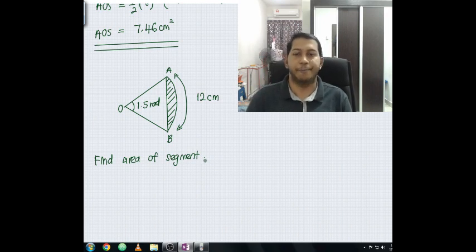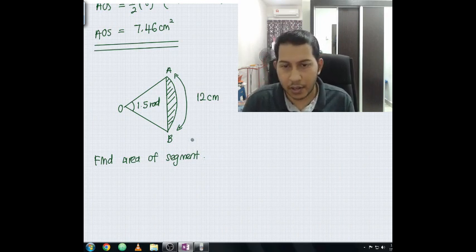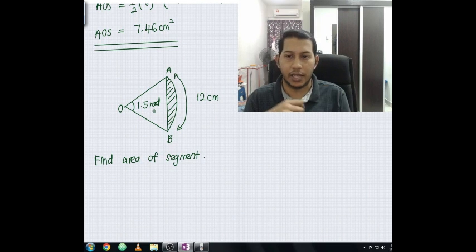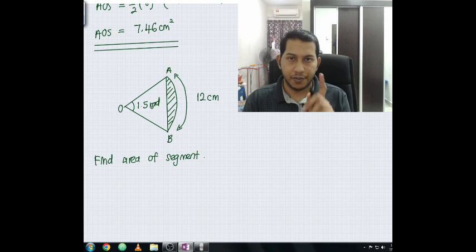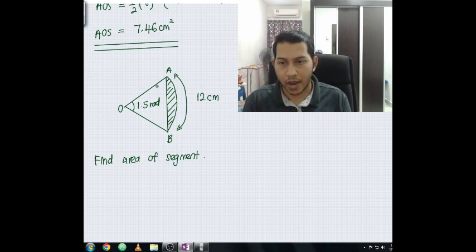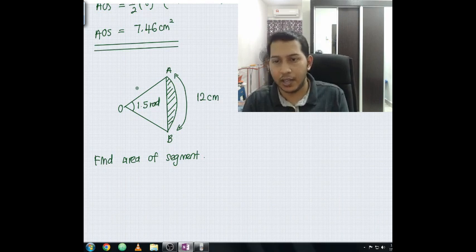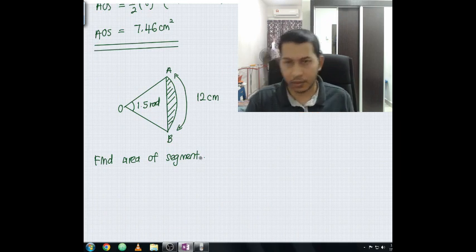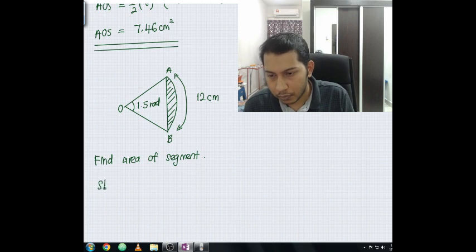So how are you going to find? In this question, they already give you the length of the arc AB, which is 12 centimeter. They already gave you the internal angle of the sector, which is 1.5 radian. So how are you going to start? The first step is you need to find the radius of the sector. Once you find the radius of the sector, then only you can use the area of segment formula, and then you are able to find the area of segment. So step 1, find radius.